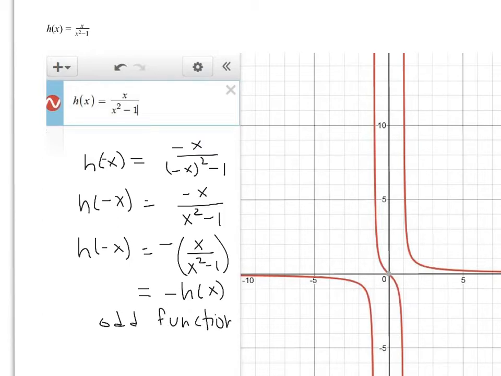So it's odd not only because it equals this negative function, but it's also symmetric to the origin. So if I flip this graph over, you know, this curved part would match up with this curved part, and this part would match up with this part.